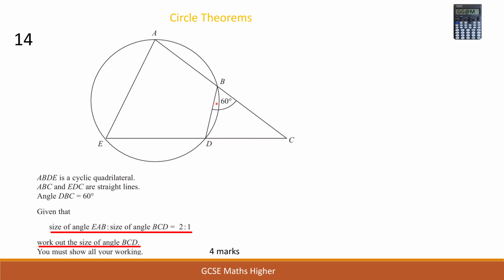So you've got this triangle here. Remember, angles in a triangle add up to 180. Also, similarly here, you've got angles in a triangle adding up to 180. Also, angles on a straight line add up to 180. And you've got angles in a quadrilateral add up to 360. Again, along here, angles in a straight line add up to 180. You've got to use all these facts in order to work out this angle here, B to C to D.